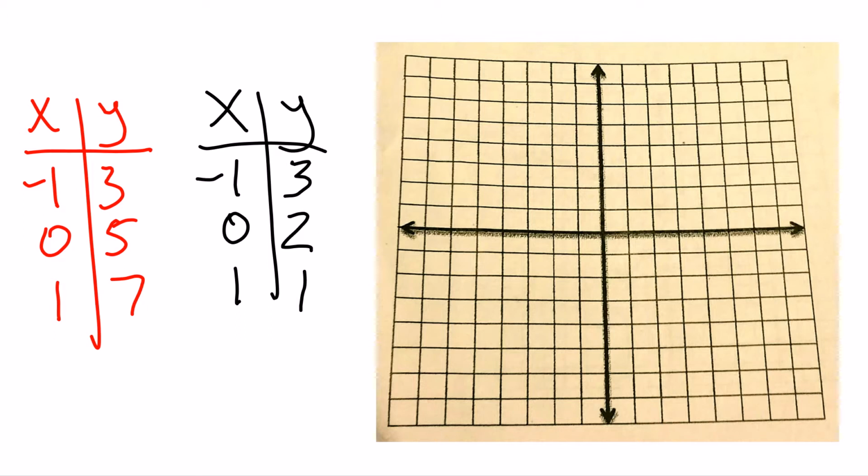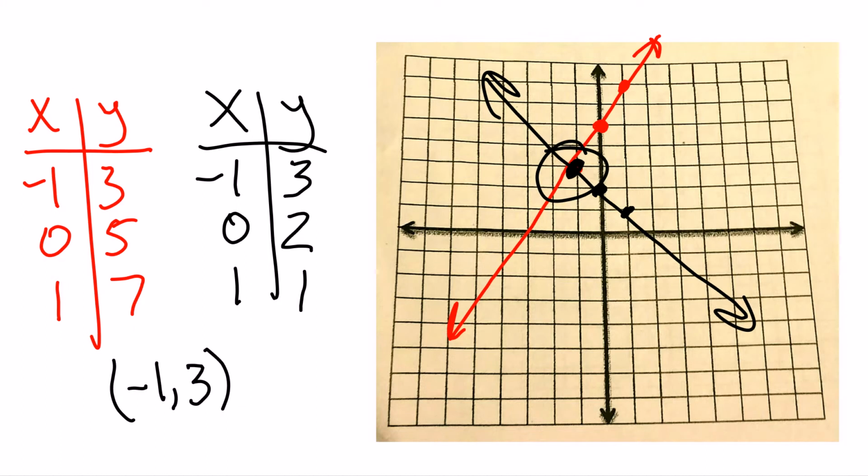Alright, so the red line was negative 1, go up to 3. 0, go up to 5. 1, go up to 7. Alright, the next one, the black line. I have negative 1, go up to 3. 0, 2. 1, 1. That's a terrible line. And look, they intersect at negative 1, 3. So negative 1, 3 is the solution. Don't forget to tell me what the solution is after all that work.